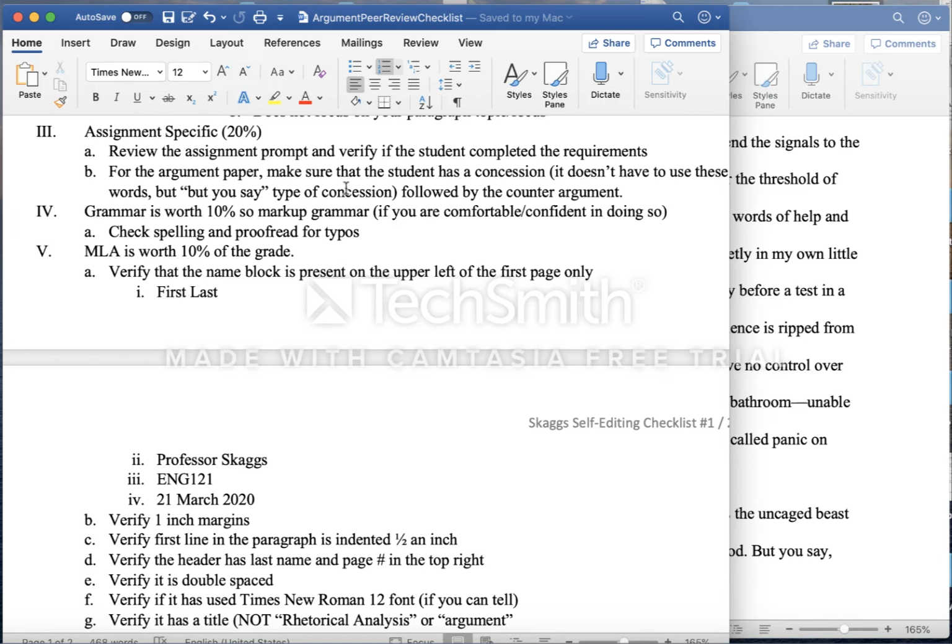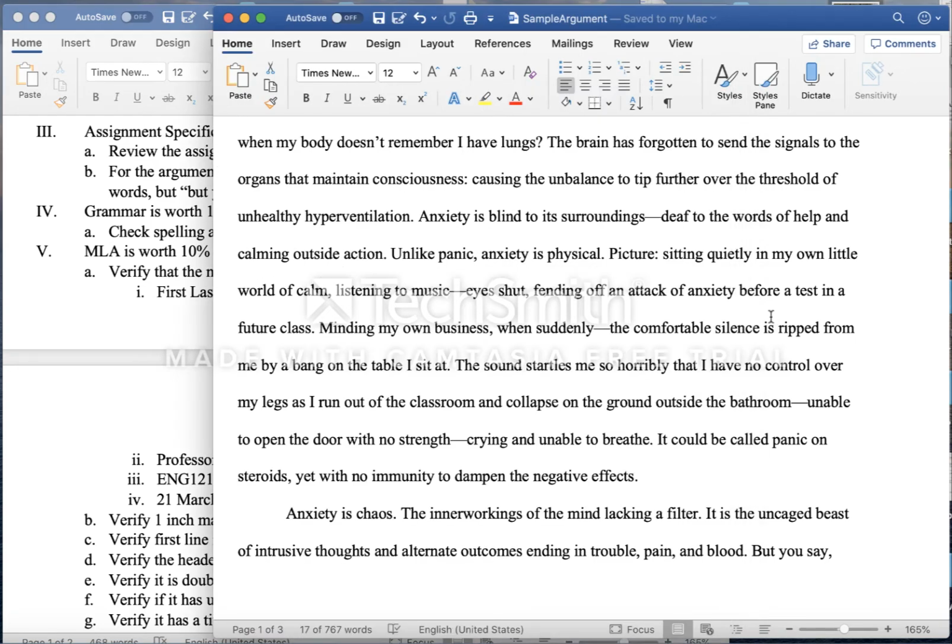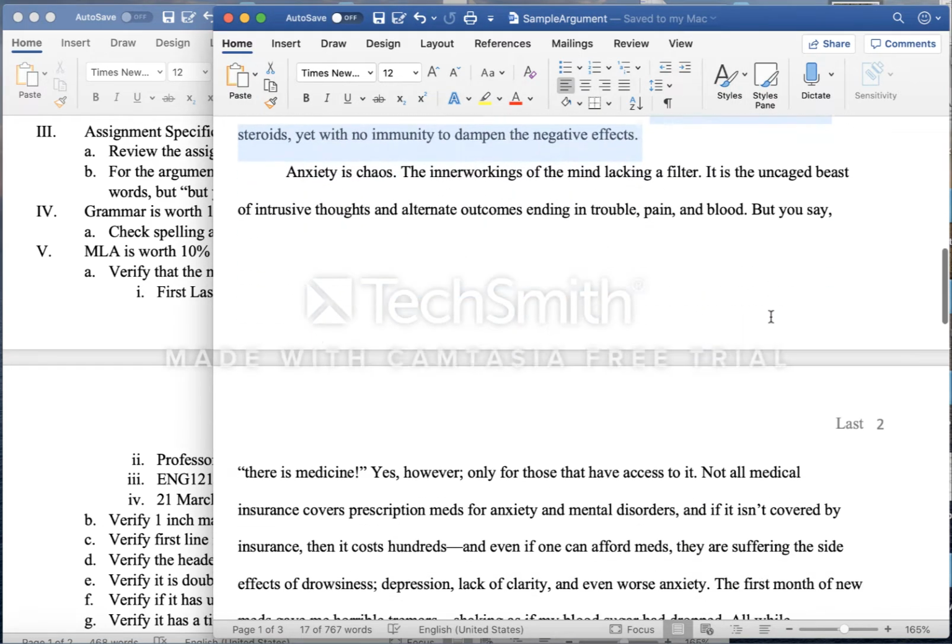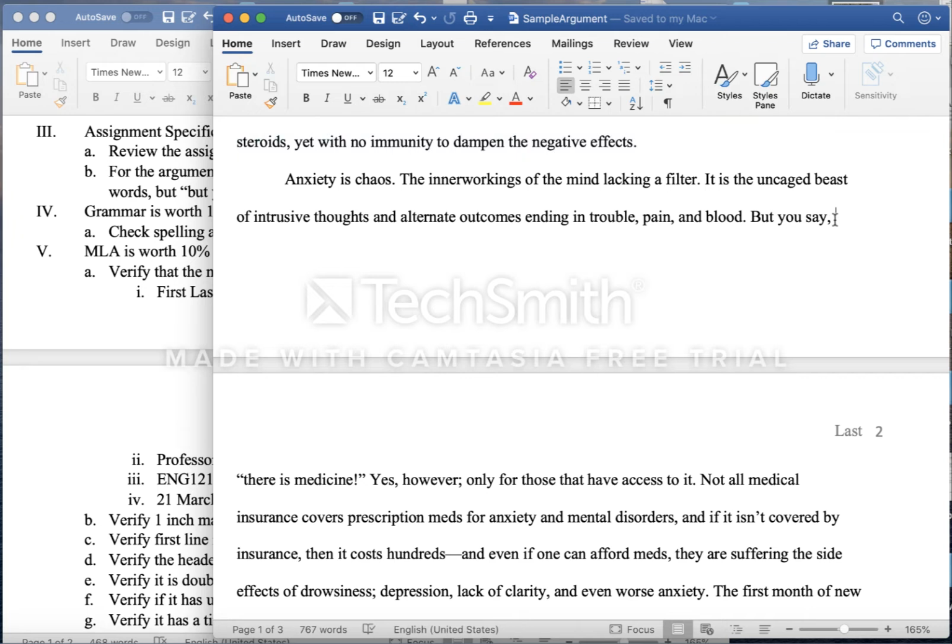For the argument paper, make sure the student has a concession. It doesn't have to follow the words "but you say" type of concession, but it should be followed by a counter argument. Now I know because of this student, she did it in every paragraph. You don't have to do this, but she basically made a concession in each paragraph and then a counter argument of why that wasn't true.